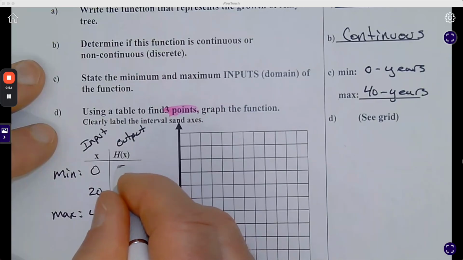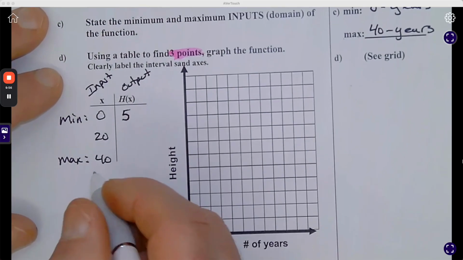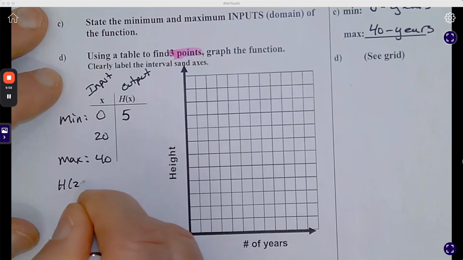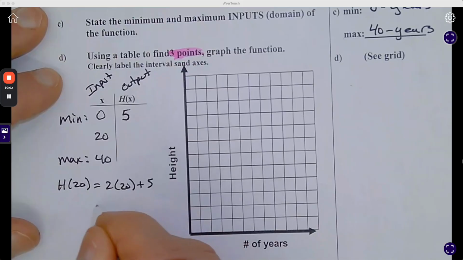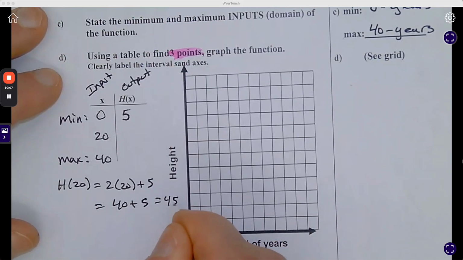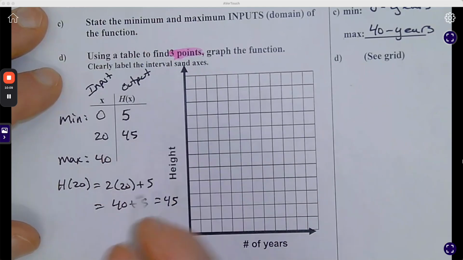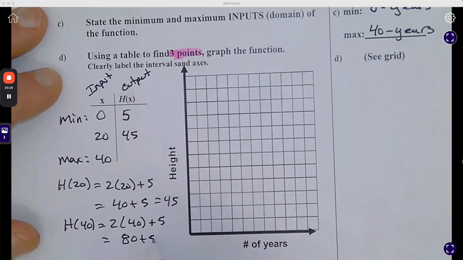Put in 0. Well, that's the initial height of the tree, so that's 5. Put in 20. Well, now I'm going to go h of 20. I'm going to put 20 in for the x. After 20 years, that tree is 45 feet tall. Woo! Okay, now I'm going to do h of 40. So I'm going to substitute 40 into our function, where years is. That's 80 plus 5. That's 85.